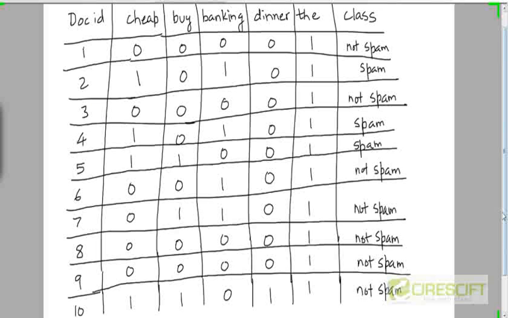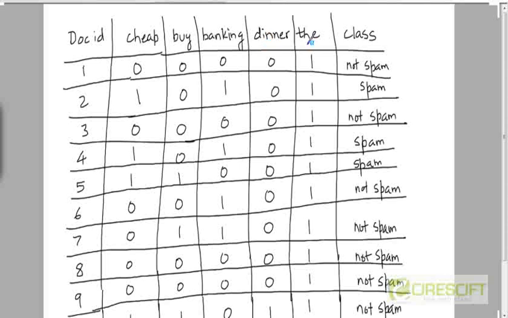And let's assume that your vocabulary is very simple. It just has these 5 words: cheap, buy, banking, dinner, and the. And these are the labels associated with the 10 documents, the class labels. This table also shows which word is present in which document. So document ID 1, for example, only has the word the, and it's not a spam document. Document ID 2 has the words cheap, banking, and the, and it's a spam document, and so on.